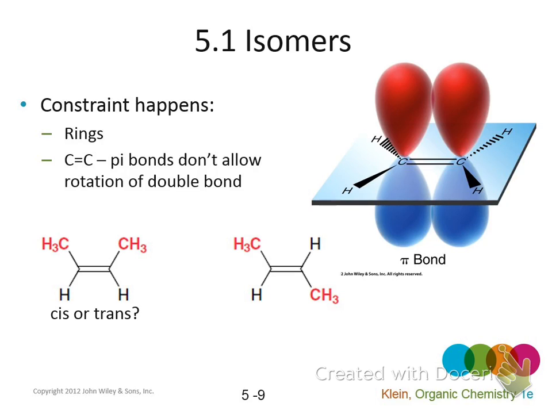The double bond, we have a constraint because of the pi bond. And if you take two ends of the molecule and you rotate it, you have to break the pi bond to get the rotation to happen. So that is another constraint.